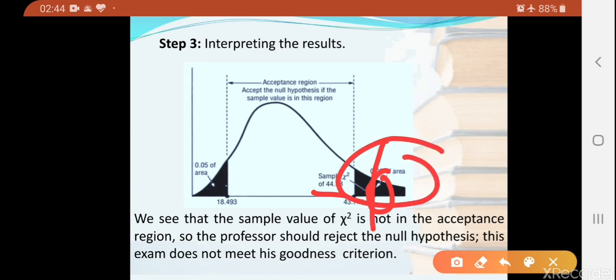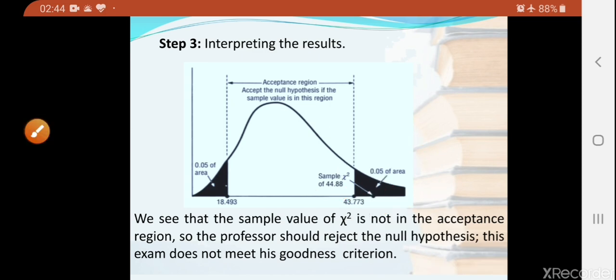So that comes in the rejection region. It means the sample value of chi-square is not in the acceptance region, so the professor should reject the null hypothesis. This exam does not meet his goodness criteria.